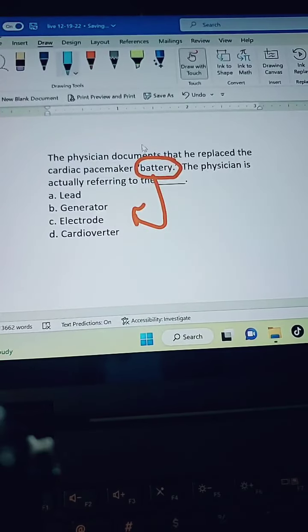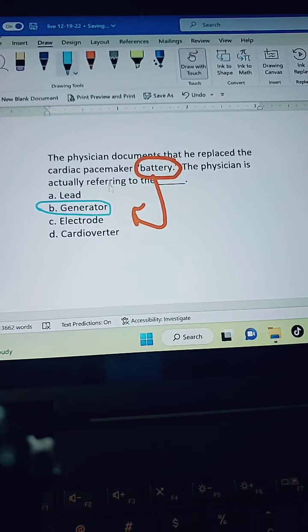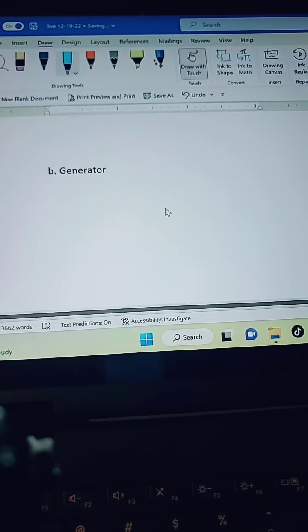This one. Battery means generator. Yep. If you don't know that, put that on the very first page of your CPT book of cardiology section. Up at the top, write battery equals generator. Yep.